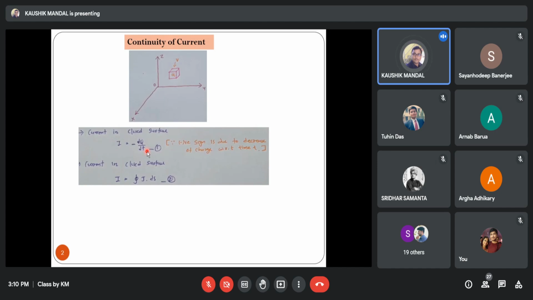Why we are considering this negative sign, I have already discussed. That is, we are considering this negative sign due to decrease in the charge with respect to time. If with respect to time we expand the volume, the charge density as well as the charge flow will decrease in the corresponding volume or cube. So I will be minus dq/dt.